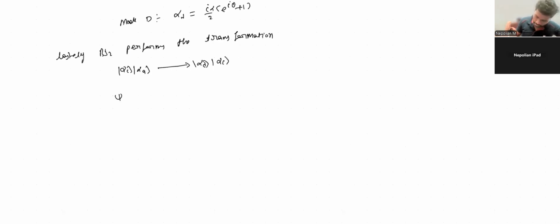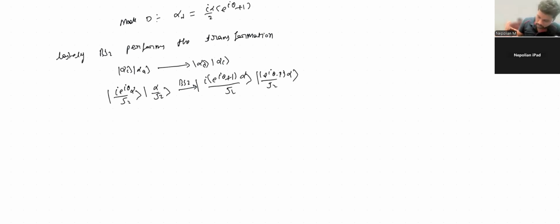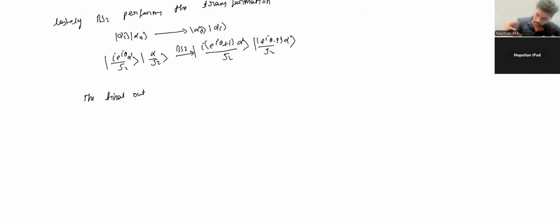Here, alpha by root 2 and alpha by root 2 were given. Performing the transformation BS2, we get alpha C equal to (e^{iθ} + 1) alpha divided by root 2. Similarly for alpha D we get (e^{iθ} - 1) alpha divided by root 2. After solving, the final output is alpha C equal to (e^{iθ} + 1) alpha divided by 2 and alpha D equal to (e^{iθ} - 1) alpha divided by 2. This is the final output for BS2.